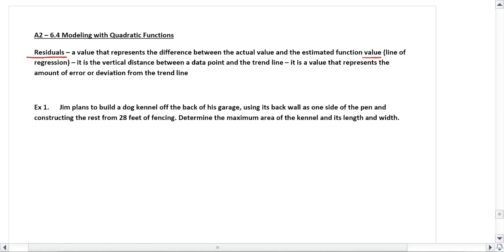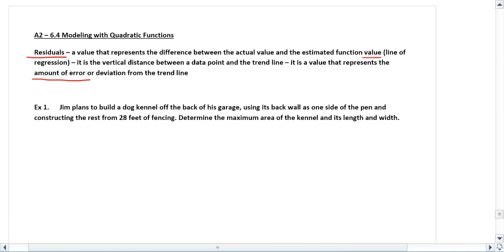On a project we're doing later this year, you will be asked to find the residuals. You'll make a prediction with your regression line, and then you'll see what the actual number is, and then you'll have to find the difference, or here it says the amount of error, how far off you are.